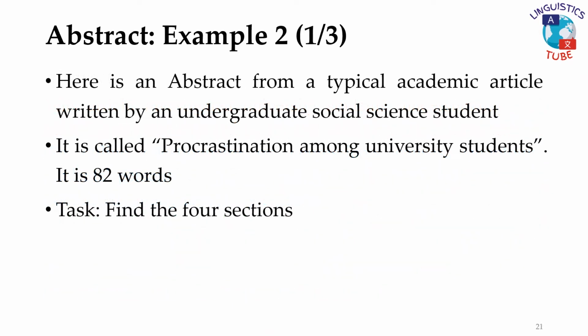Here is another abstract. It is from an academic article called Procrastination Among University Students. This abstract is slightly longer at 82 words. Again, please pause the video and find the 4 sections of an abstract.